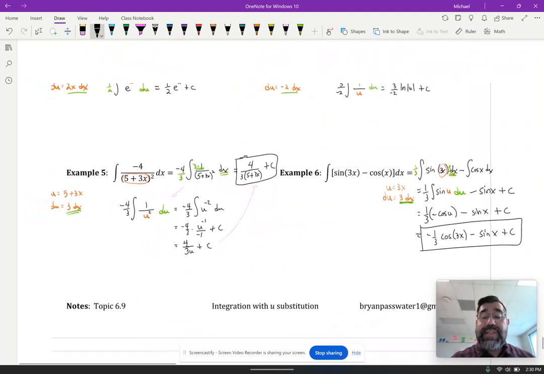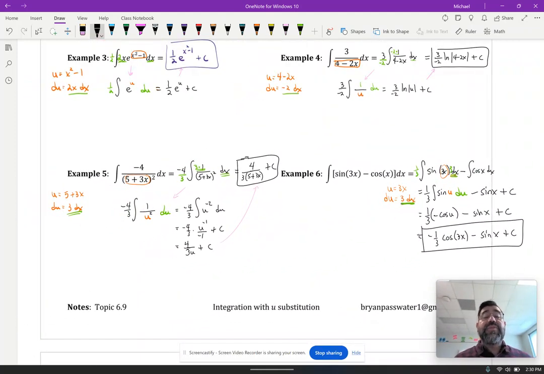Again, we did the first 6 examples practicing this u substitution. We're going to get a lot more practice in class, I promise. But in the next video, I want to show you what happens when we have a definite integral. How does that change things?